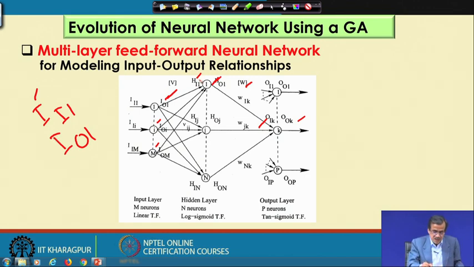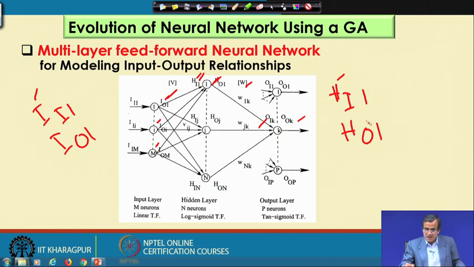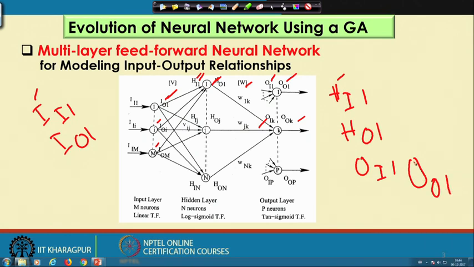Now, similarly, if I see this HI1, this HI1 is nothing but the input of the first neuron lying on the hidden layer, then your HO1 is the output of the first neuron lying on this particular hidden layer. Then comes this particular symbol, that is OI1, which is nothing but the input of the first neuron lying on the output layer, and this OO1 is nothing but the output of the first neuron lying on this particular output layer. Now, let me repeat for this particular general case.